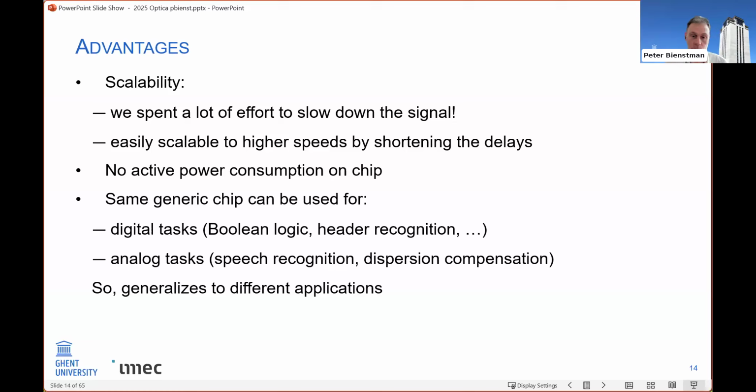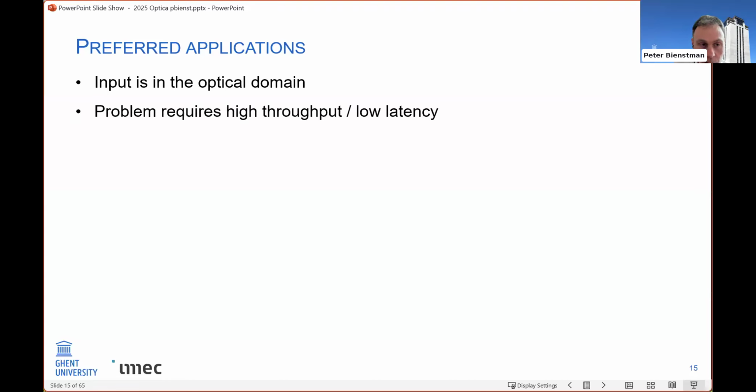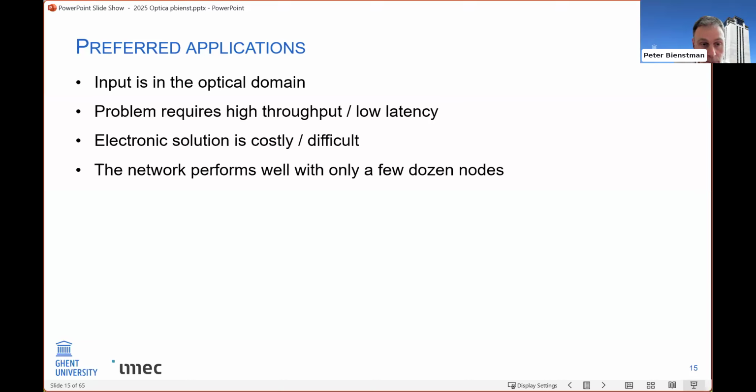Now, obviously, just because you can solve a certain task with it does not mean that it is a good idea to solve a particular task. The tasks that we're really interested in, our preferred set of applications, is where the input is already in the optical domain. So that means it makes a lot of sense to try and also do the processing in the optical domain, so that you do not lose any power going back and forth between electrical and optical domain. And typically where you have the need for high throughput and low latency, where electronics suffers, for example, where it could be costly or difficult to implement that in electronics.